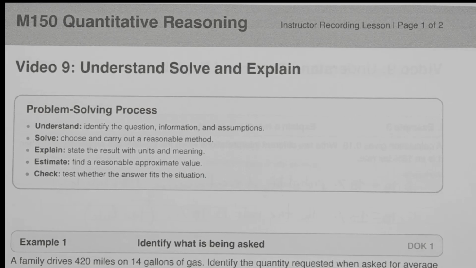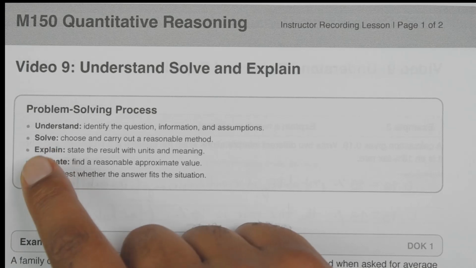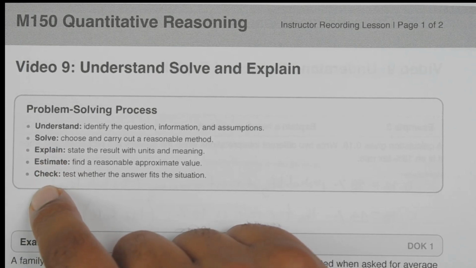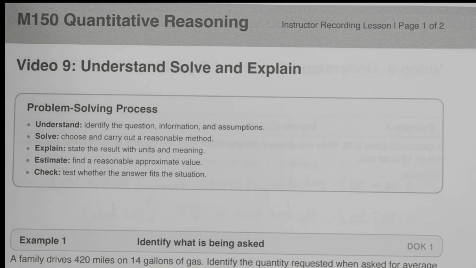Today we're using a simple problem-solving process that not only applies to mathematics, but to everything. This is the problem-solving process: understand, solve, explain, estimate, and check. I've taken the liberty to go ahead and work this one out, so I'm just going to be explaining this to you in this video.